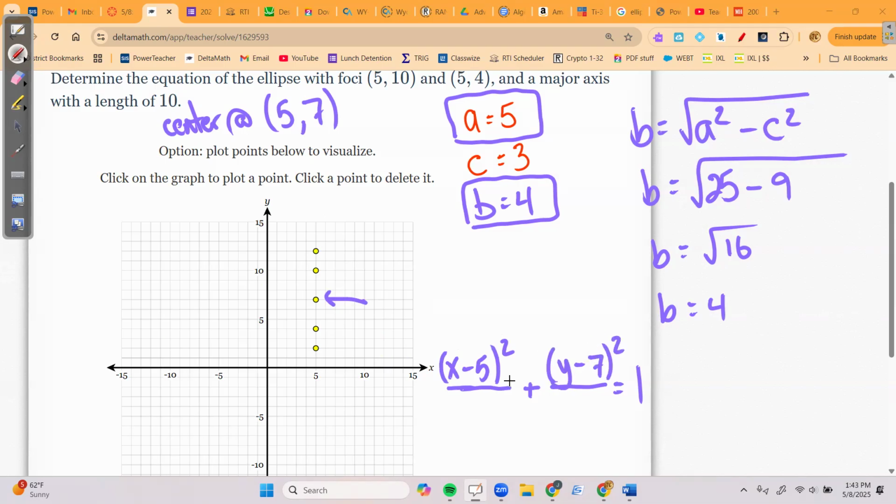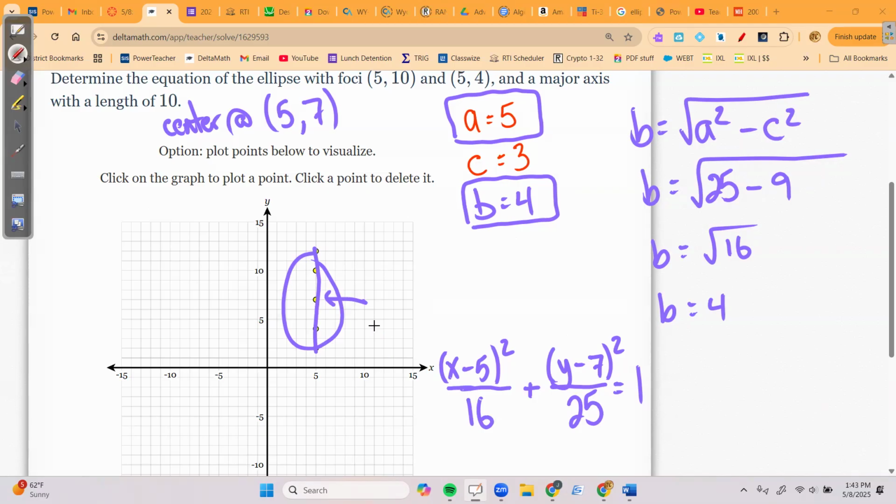And then for the bottoms, because it's a vertical ellipse, and again, we know that because this is the major axis right here, we put the a squared, the 25, underneath the y. So you'd want to put 25 here. And then the b squared, the 16, goes under here like this. And that is how you write the equation of an ellipse.